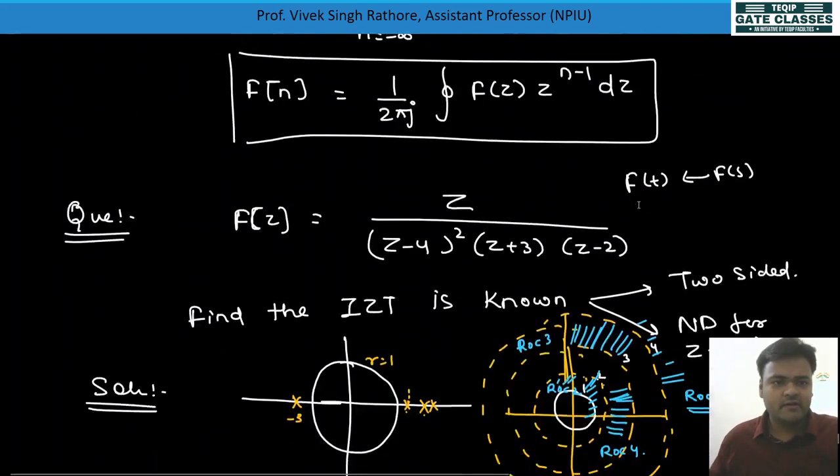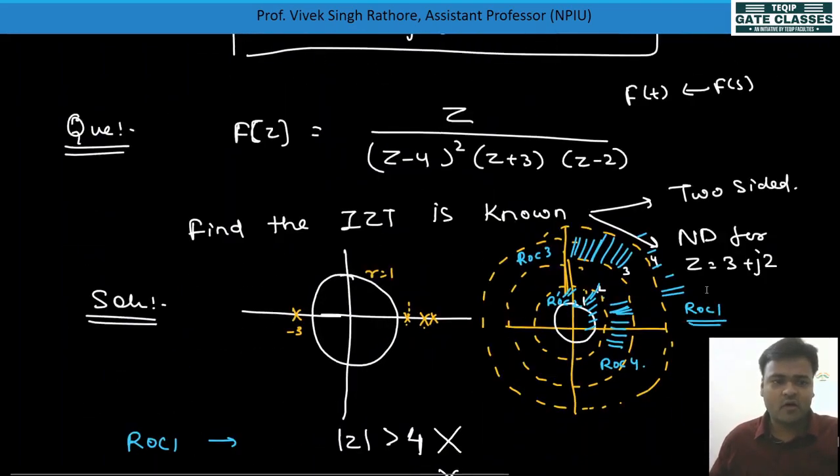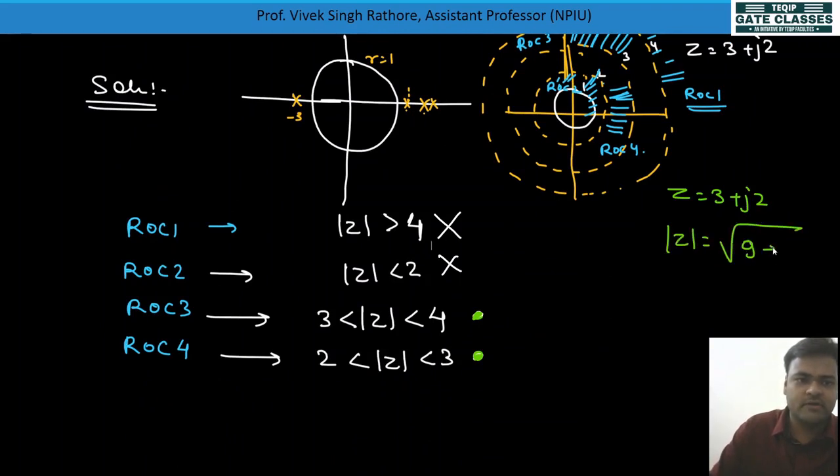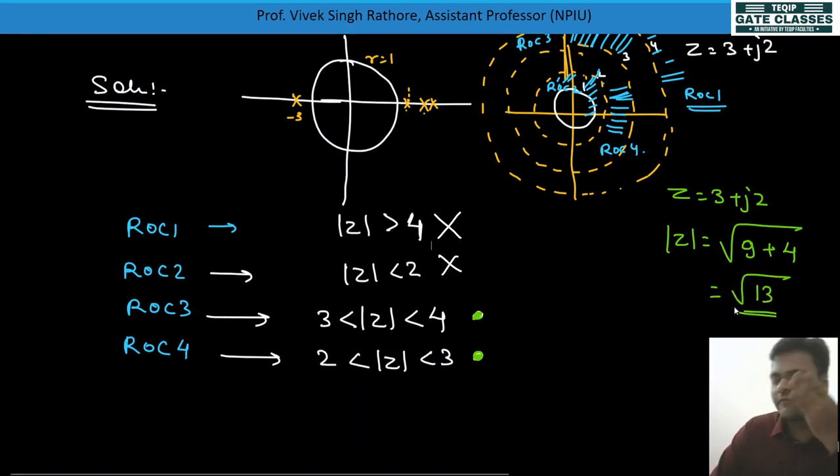Now again you have been given in the question that Z is not defined for 3 plus j2. So Z is equal to 3 plus j2. What will be the mod Z value? It will be 3 squared, 9, plus 2 squared, 4, which means under root of 13. If you don't have a calculator, just by mind you can see that root 13 is obviously greater than 3, because 3 squared is 9 and 4 squared is 16. It is in between 3 and 4.